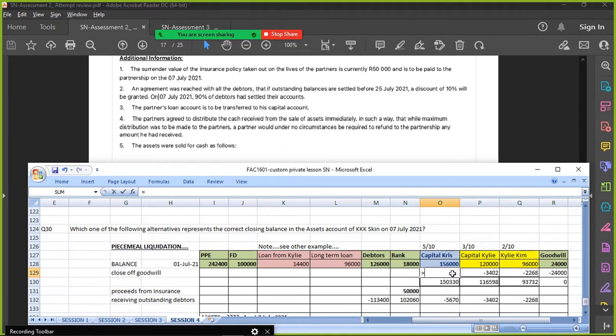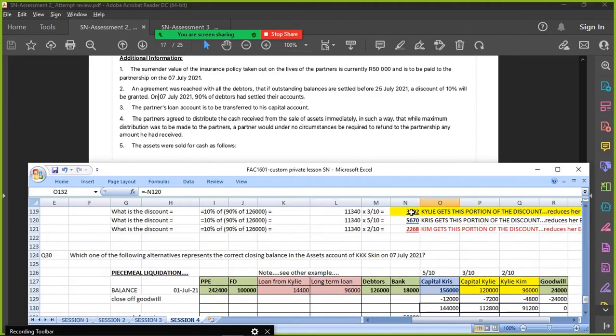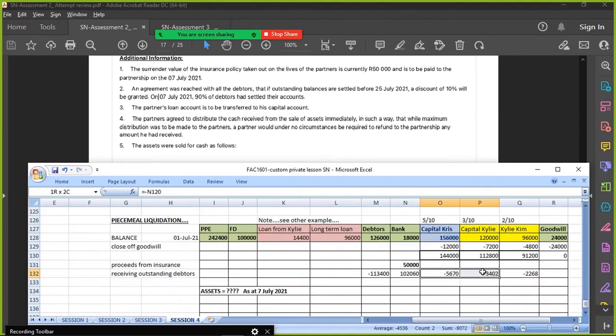So this amount, multiply that by 5/10. Okay, copy paste. Okay, 3 and 2. All right, so that's fine. That's subtracting, that's fine, that's good. Okay, then this are those amounts. Yes, that's fine, that's good. Okay, that's fine. All right, so I've got that.